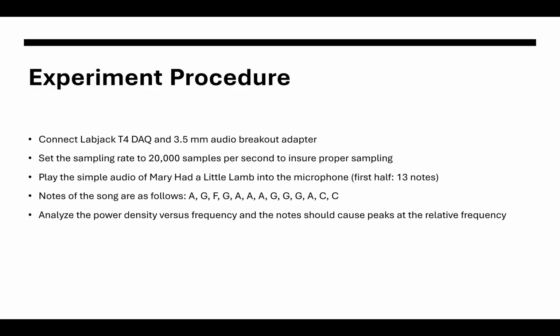For the procedure of the experiment, I plan on connecting the LabJack T4 DAC and 3.5mm audio breakout adapter, and setting the sampling rate to 20,000 samples per second to ensure proper sampling due to the Nyquist theorem. I'm then going to play the simple audio of Mary Had a Little Lamb into the microphone, only the first half, 13 notes, and the notes of the song are as follows: A, G, F, G, A, A, A, G, G, G, A, C, C. I then plan to analyze the power density versus frequency, and the notes should cause peaks at the relative frequency.